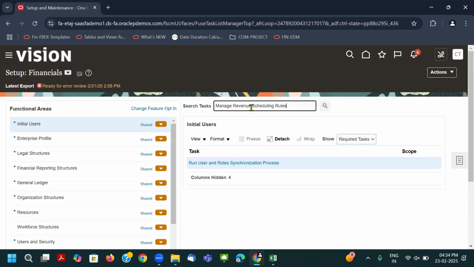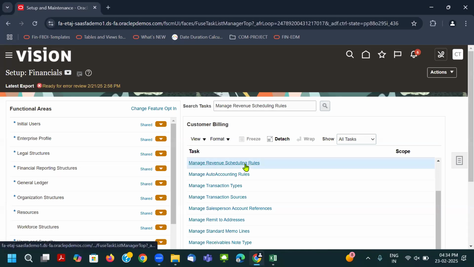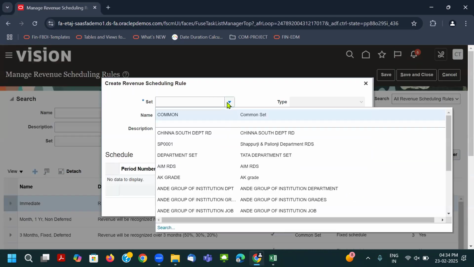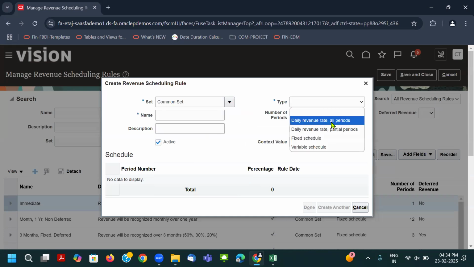Before I discuss the concept, here we have the revenue scheduling rules. Those are four types. Let me show you that. Here we have a fixed schedule, variable schedule, daily revenue rate all periods, and daily revenue rate partial periods. These are the four types. How the system calculates them and on what basis, I will show you in detailed explanation. Let's have a look at it.